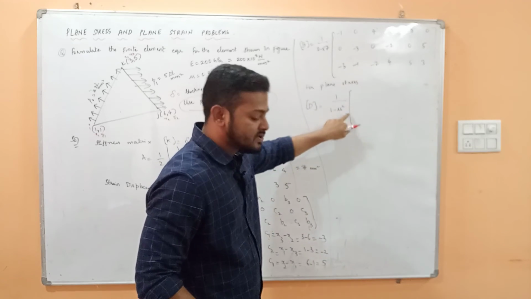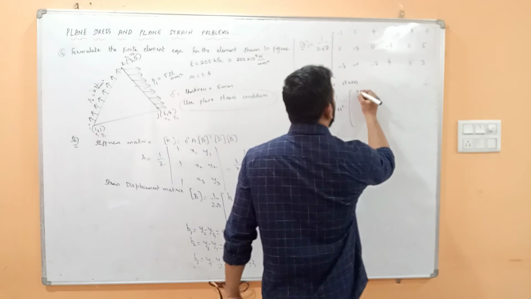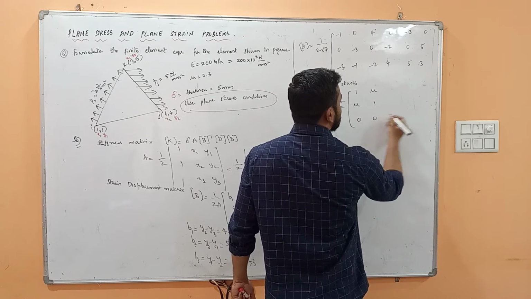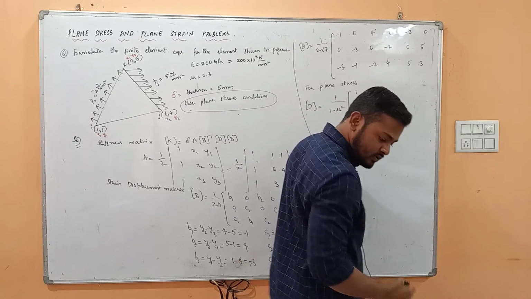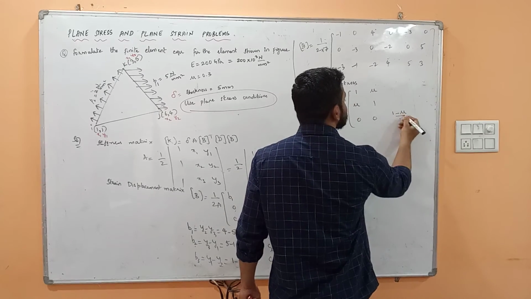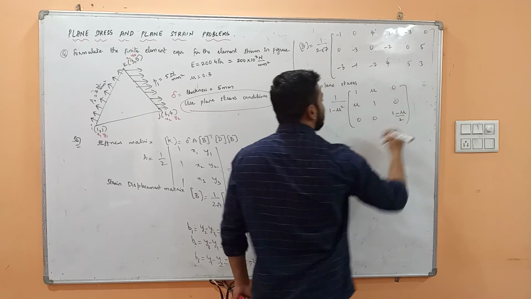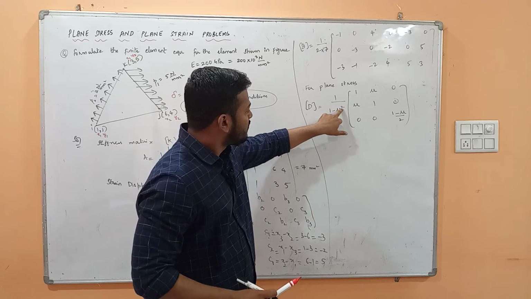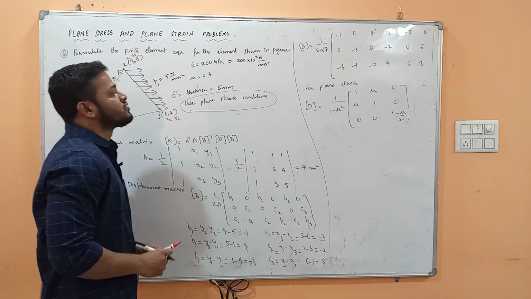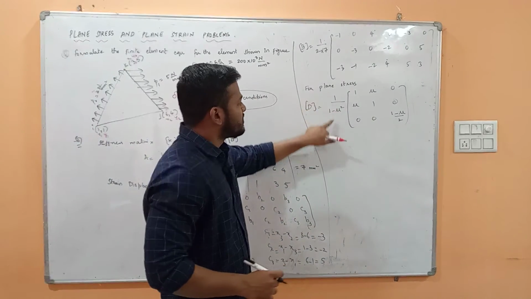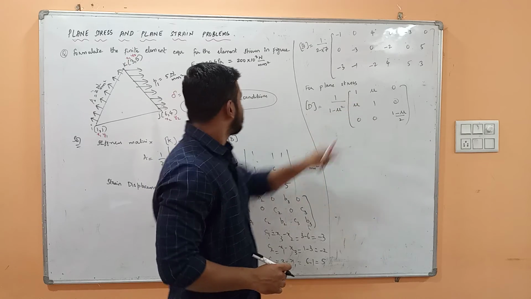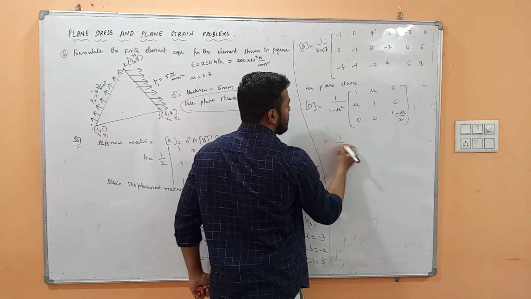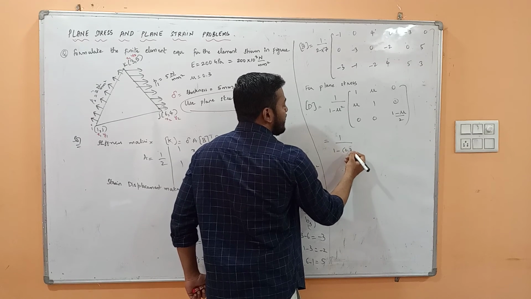1 by 1 minus mu square into 1, mu, 1, 0, 0, 1 minus mu by 2. Okay, this is the correct formula. If in the list of formulas I gave, I didn't give this power 2, just add power 2 here. So this is the exact formula. So the material matrix D for plane stress conditions is this one. So mu value has been given in the question. So mu is given as 0.3. So we can substitute that here, 1 by 1 minus 0.3 square.